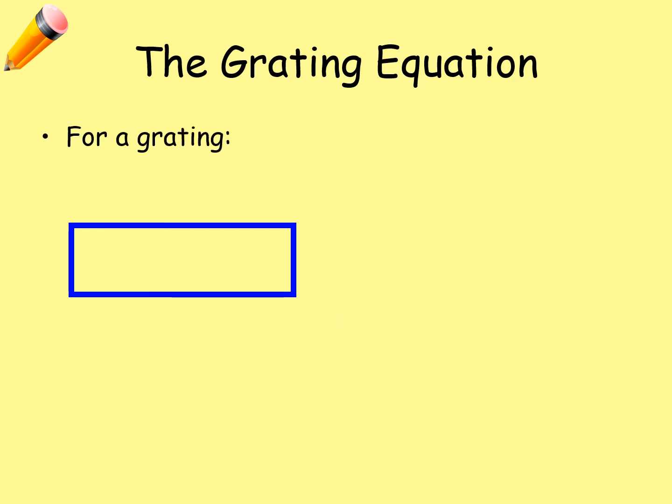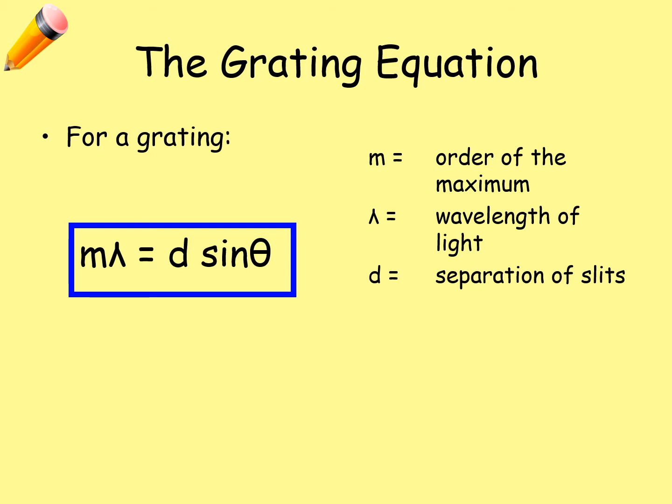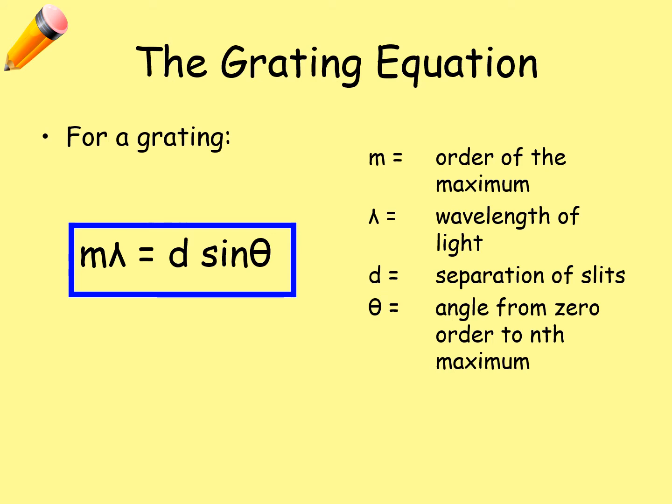The grating equation. For a grating, the equation we use for points of maxima is m lambda equals d sine theta, where m is the order of the maximum, lambda is the wavelength of light, d is the separation of the slits, and theta is the angle from zero order to the nth maximum. Normally, our units for wavelength and for d would be in meters. However, realistically, because they are on either side of the equation, it doesn't matter as long as they are the same units. For consistency, it's best to keep them in meters.